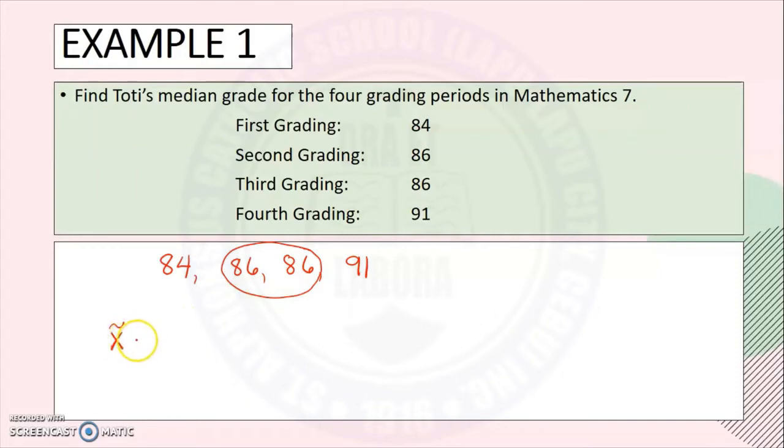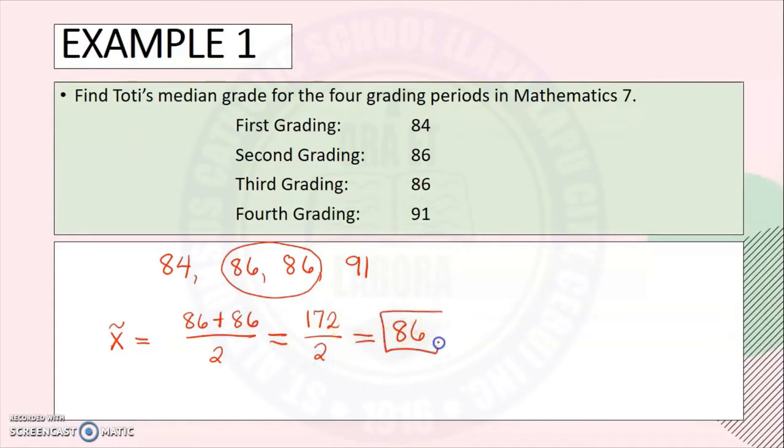The median is equal to 86 plus 86 divided by 2. 86 plus 86 is equal to 172, divided by 2, and that is 86. So that means the median for the 4 grading periods of Dottie's grades is 86.